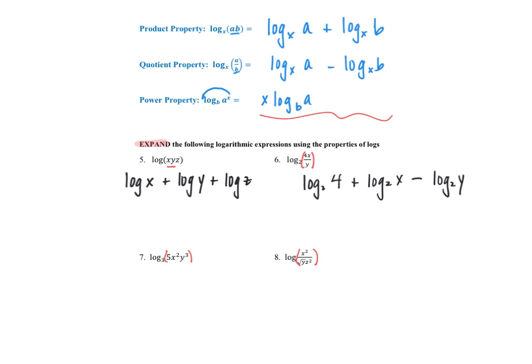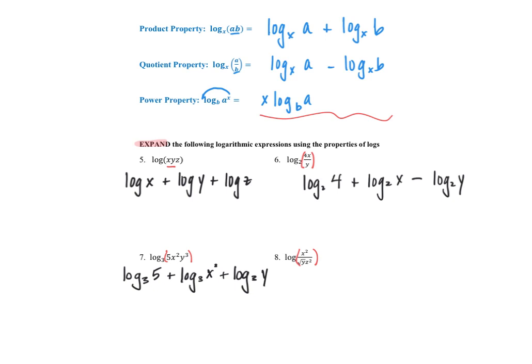Number 7, I have 3 values as well. I have a 5, an x, and a y. So I'm going to start, this is going to be a two-stepper, by giving each one of those values their own log. So I have log base 3 of 5. X squared was multiplied by 5. So when I give it its own log, I'm going to add the log of x squared. And my last one, y cubed, was also a product or multiplication. So I'm going to add that as well.